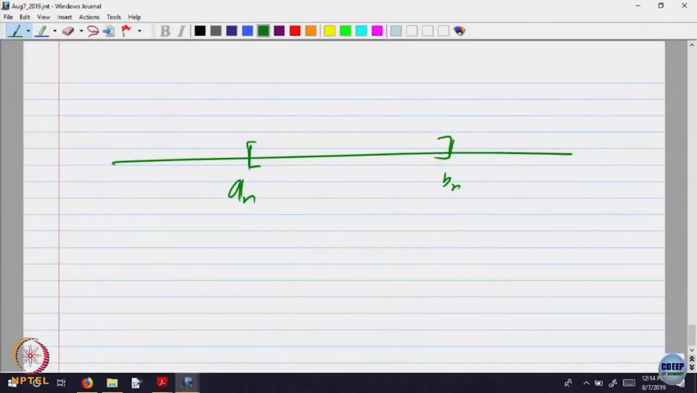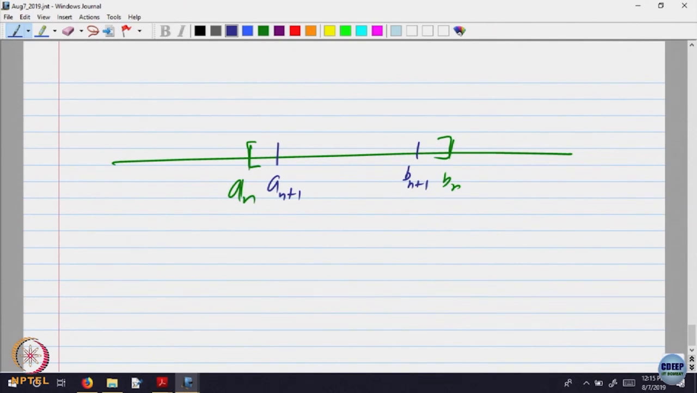So, this is A_n and this is B_n, here it is, right. So, where is A_{n+1}? Here will be A_{n+1} and possibly here will be B_{n+1}, because it is nested. This is the nested sequence, right.